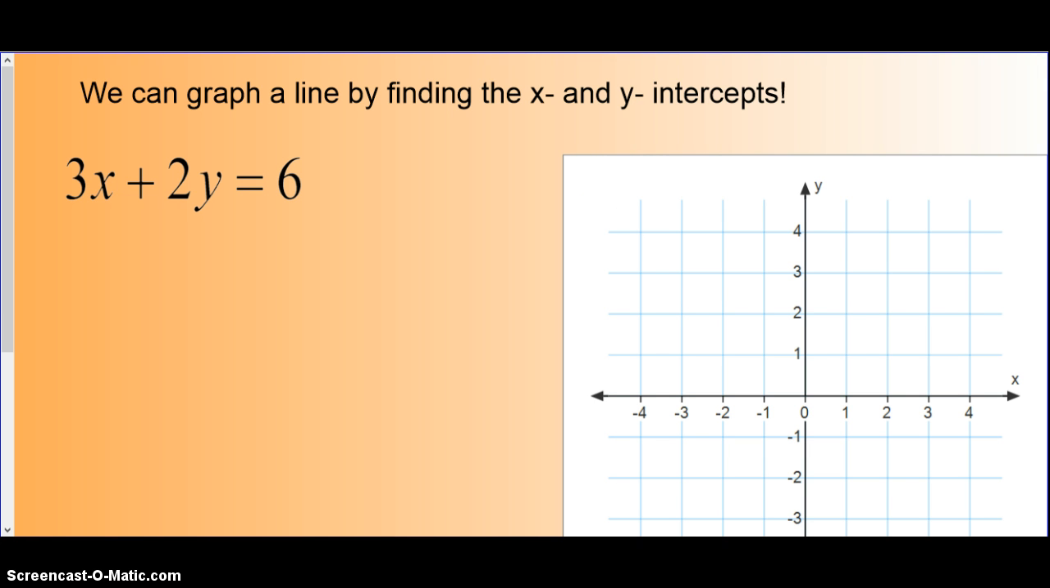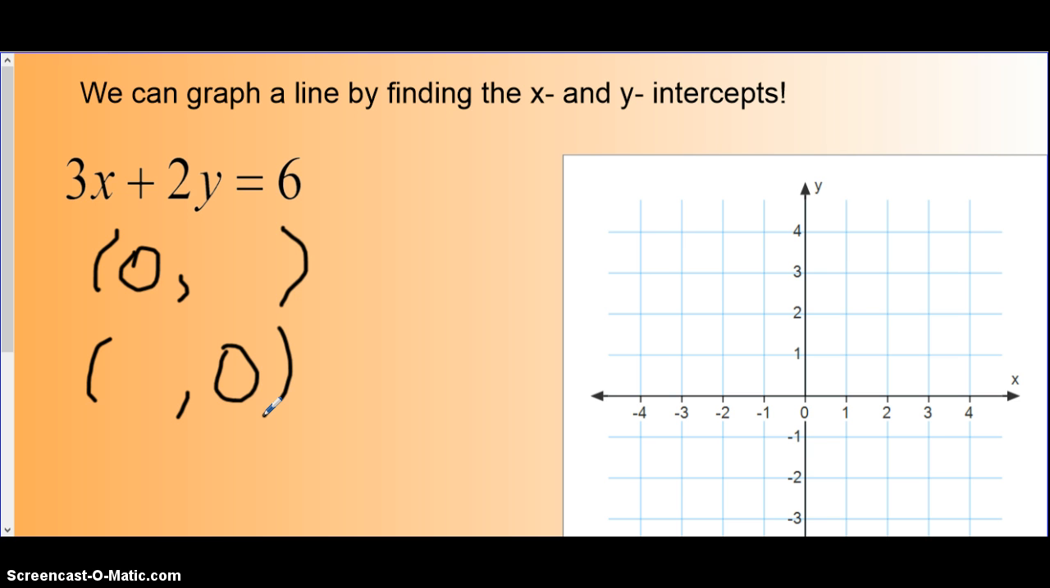We can graph a line. This is what we're looking at for today, looking at graphing a line using the x and y intercepts. Remember that if your x is equal to 0, that is going to give you that y-intercept. And when your y is equal to 0, that's going to give you your x-intercept.